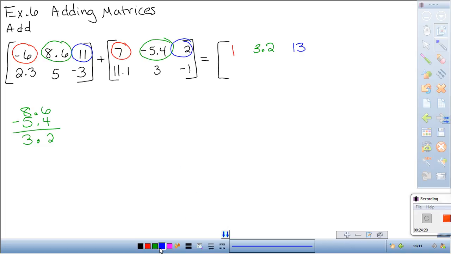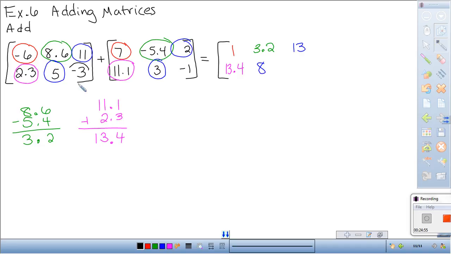Let's move to the bottom row now. 2 3/10 plus 11 1/10. Bottom left plus bottom left. They're in the same spot. Same sign or different signs? These have the same sign, so we just add them. Line up their decimals. 1 plus 3 is 4. Bring down the decimal. 1 plus 2 is 3. 13 4/10. Bottom middle plus bottom middle. 5 plus 3 is 8.